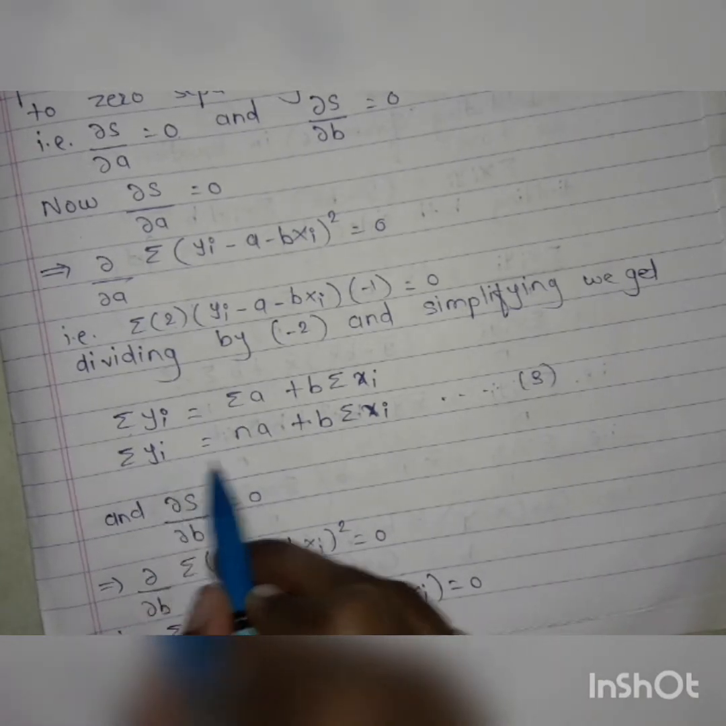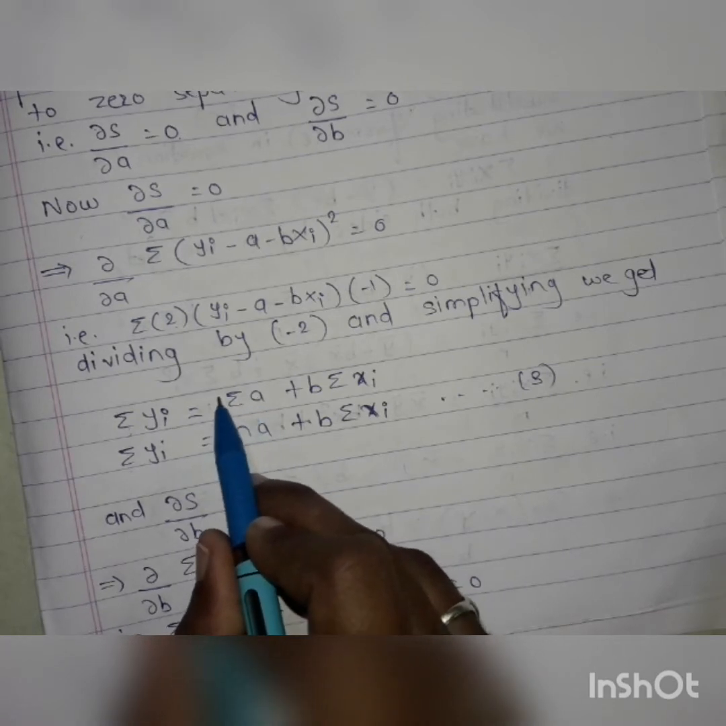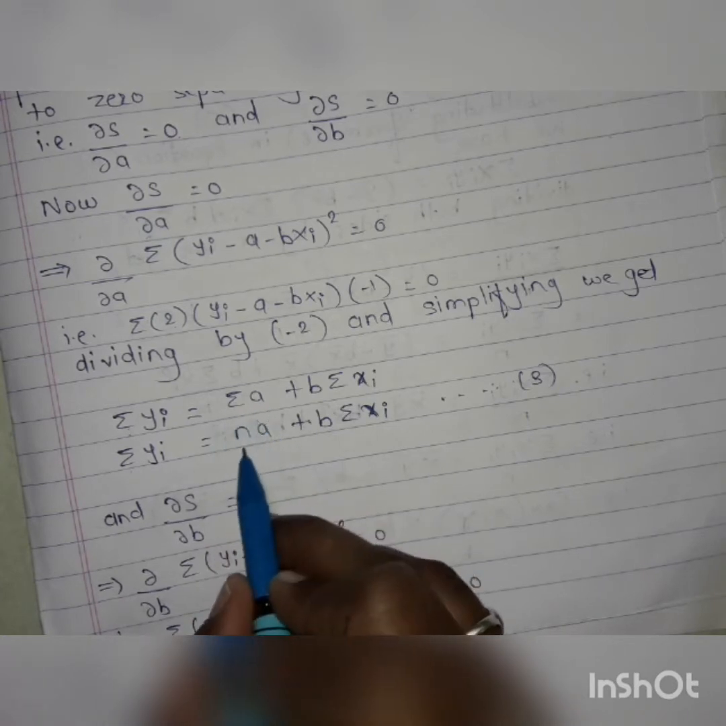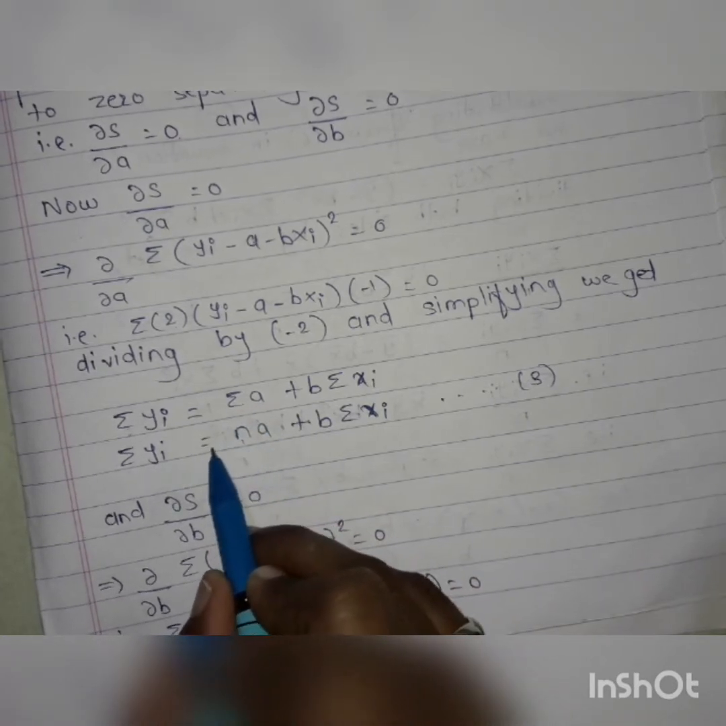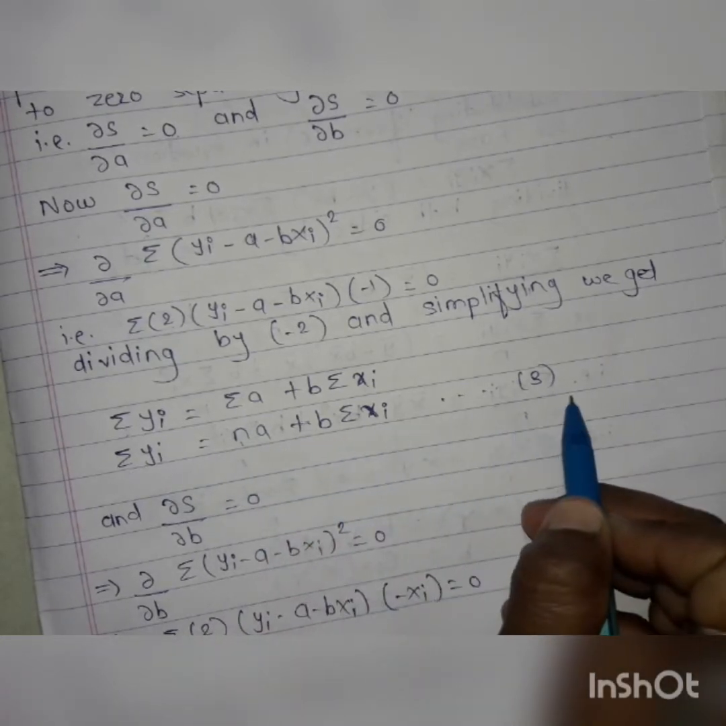Therefore summation yi equals, we know that a is constant, so take a outside the summation, so a into summation 1, and we know that summation 1 is nothing but n, so this is equal to n a + b summation xi. This is equation number 2.